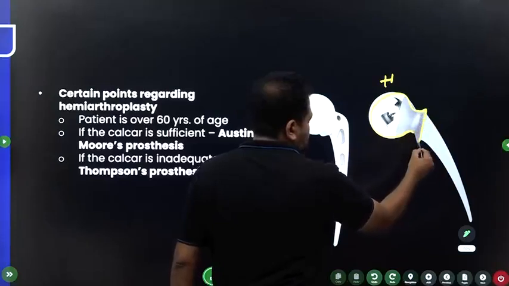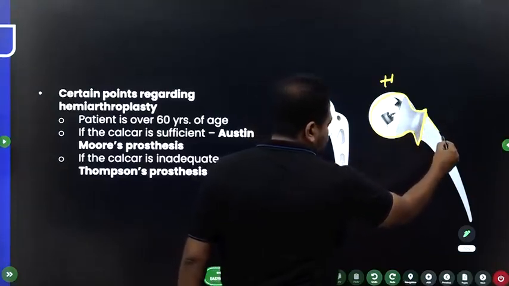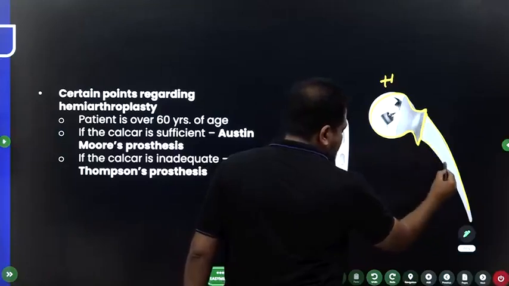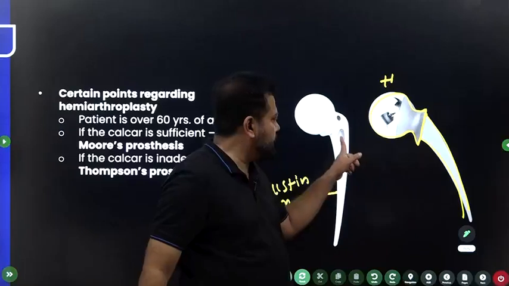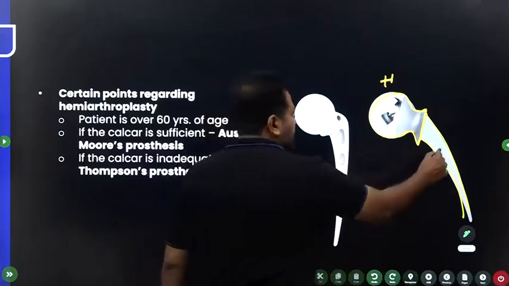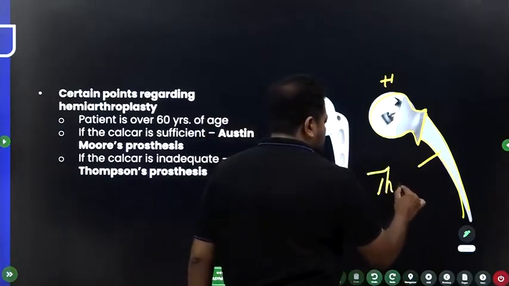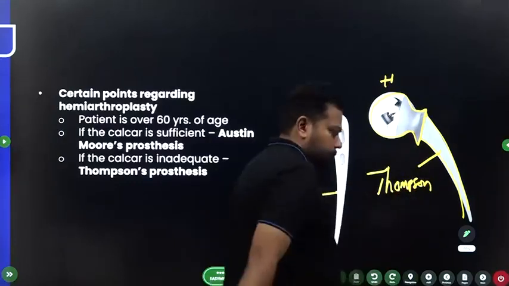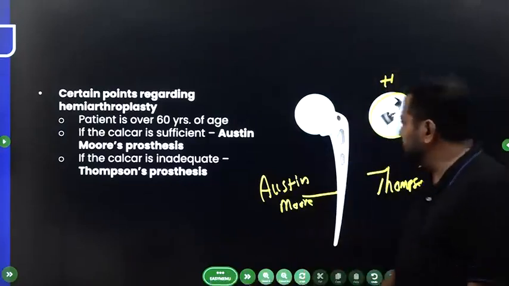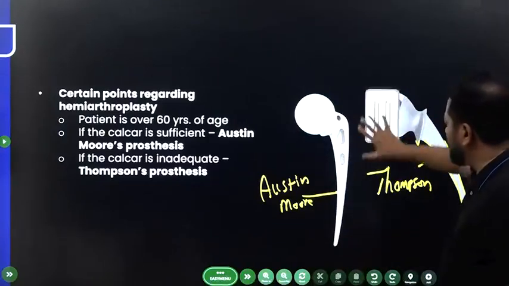Here, I am seeing a head, and then directly the stem. I am not seeing any fenestration. So this is called Thompson's prosthesis. Got me? So this is an image based question.